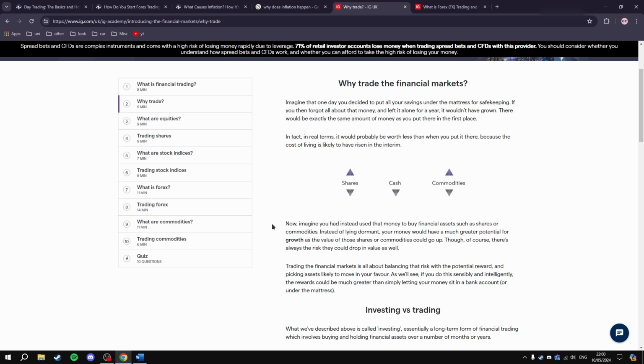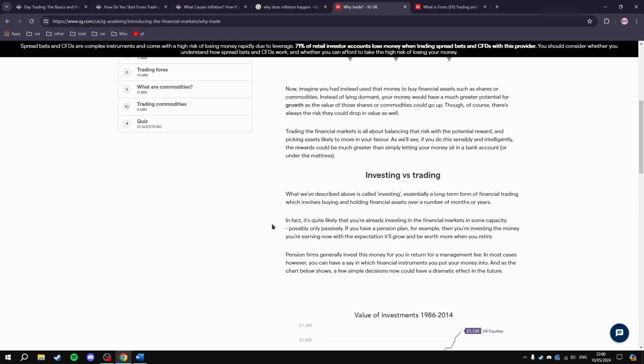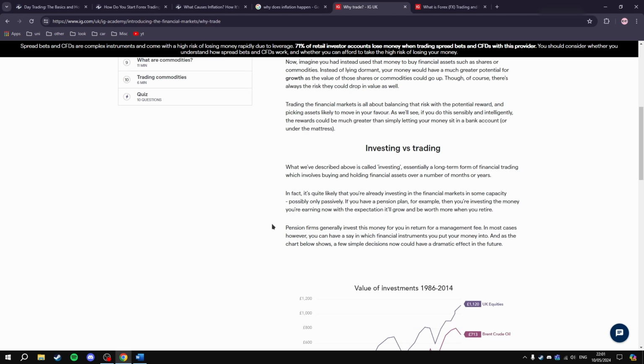Shares go up and down, commodities go up or down. So it seems like cash would always be decreasing in value as time goes on. Now imagine you had instead used that money to buy financial assets such as shares or commodities. Instead of lying dormant, your money would have a much greater potential for growth, as the value of those shares or commodities could go up, though of course there's always the risk they could drop in value as well. Trading the financial markets is all about balancing that risk with the potential rewards, and picking assets likely to move in your favour. As we'll see, if you do this sensibly and intelligently, the rewards could be much higher than simply letting your money sit in a bank account or under the mattress.